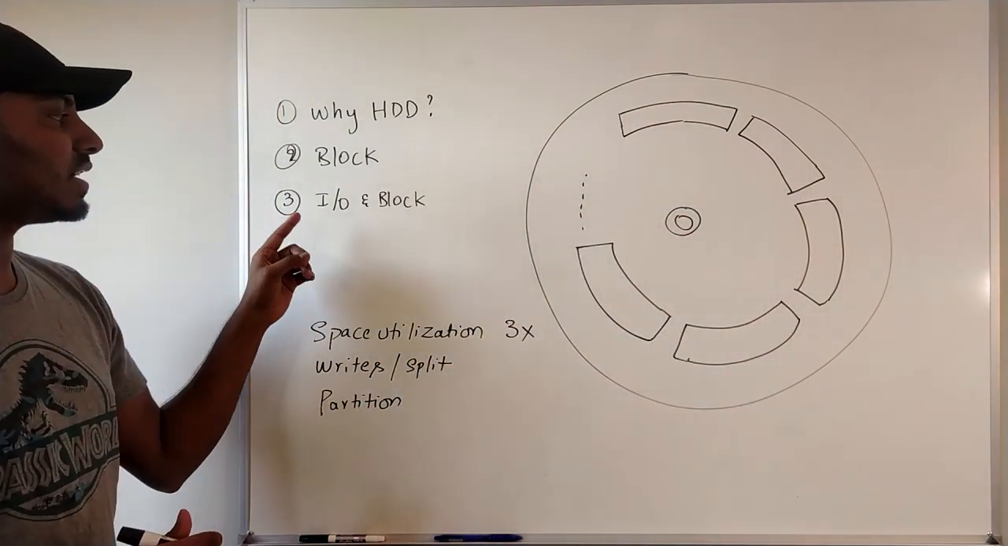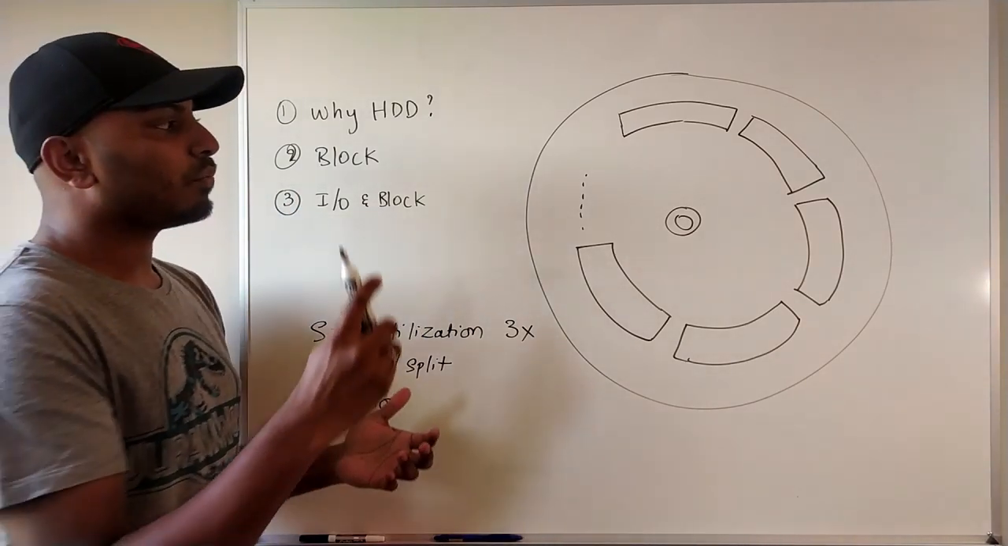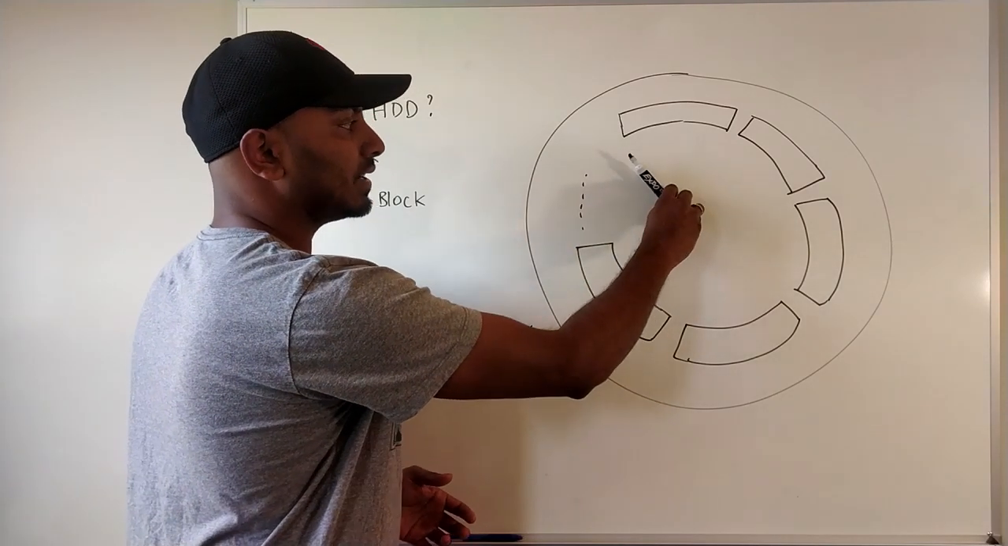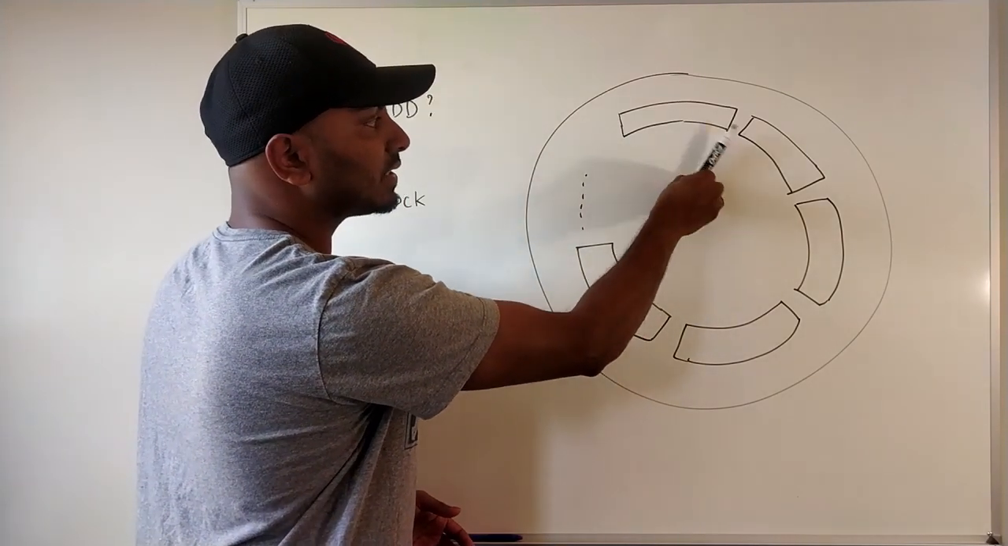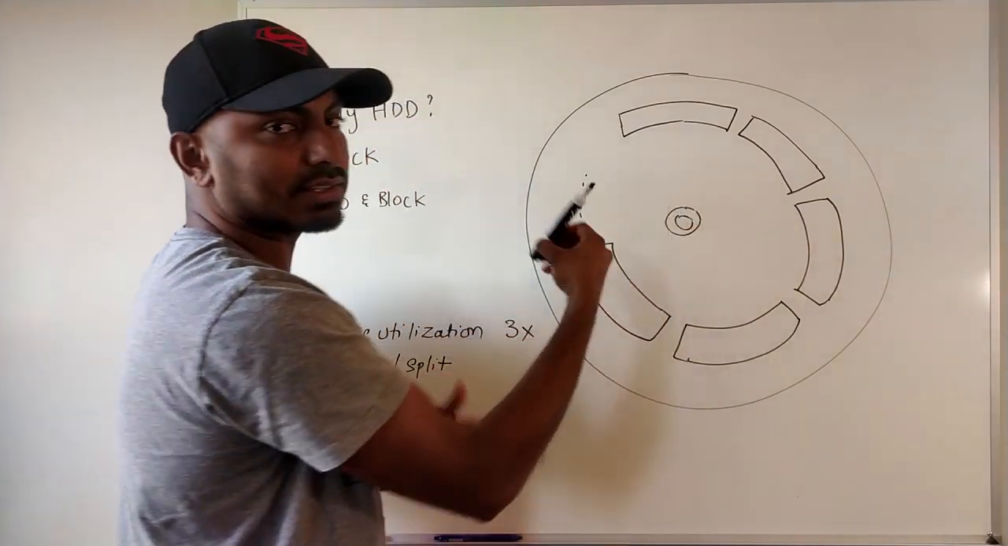So the next thing you need to understand is how I/O is performed on the blocks. As I said, when the I/O is happening, there is a head in the hard disk. It moves and then reads the data from these blocks. It either reads it completely or it doesn't read anything.